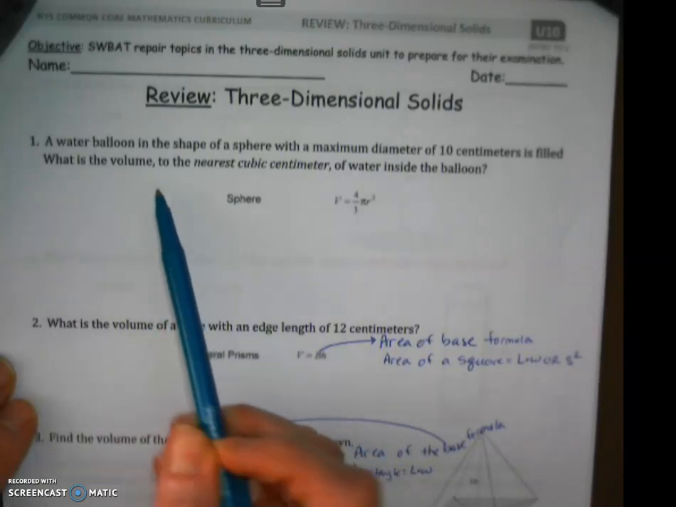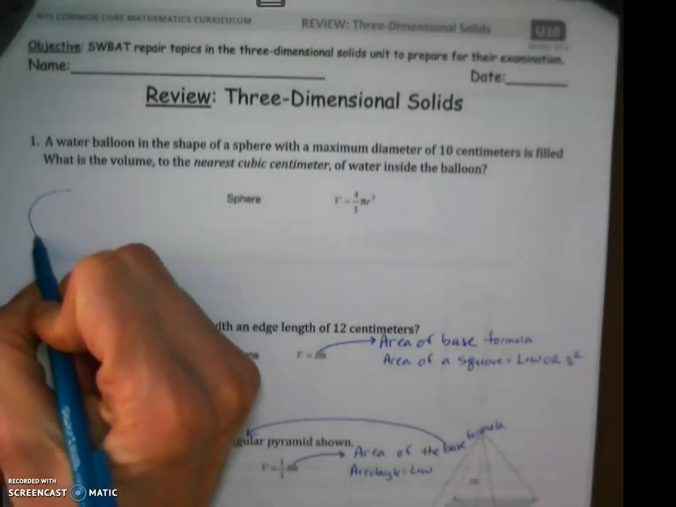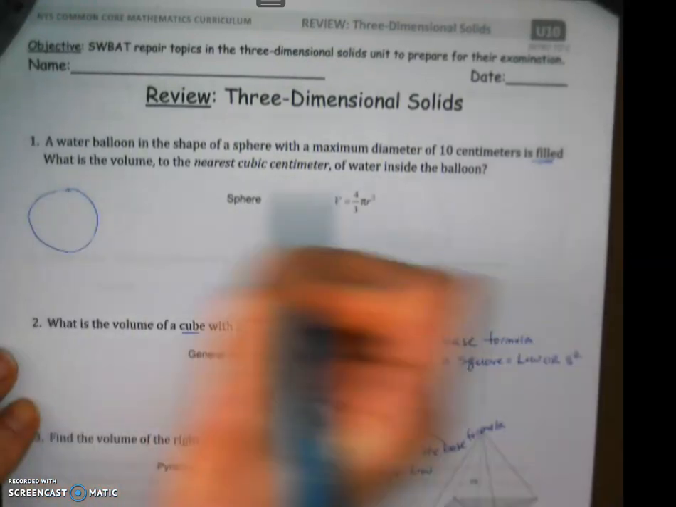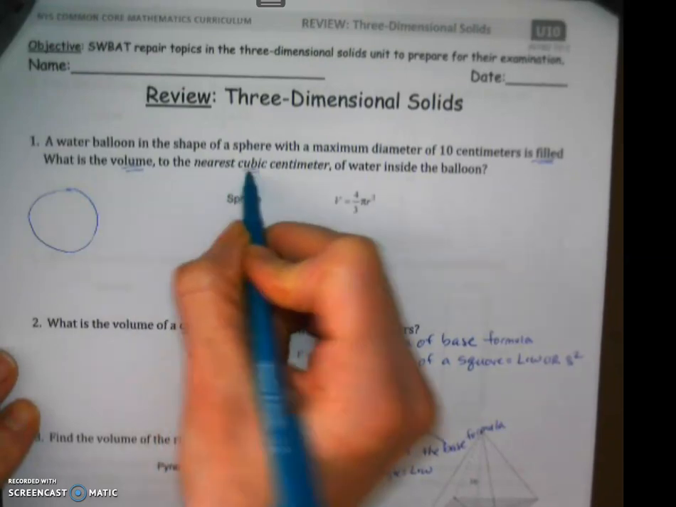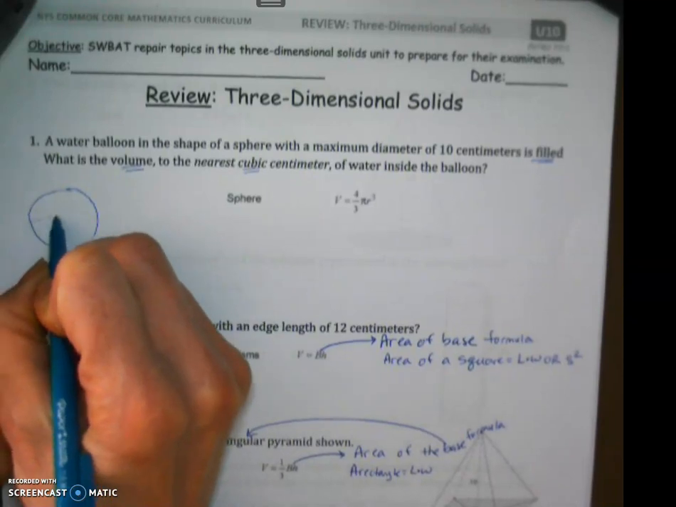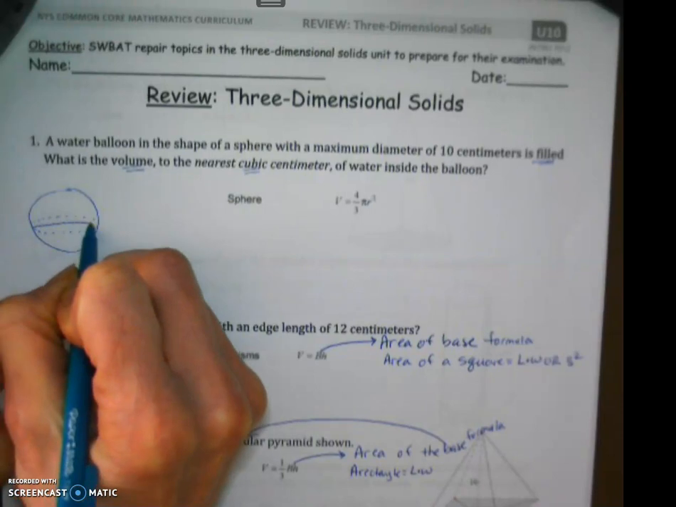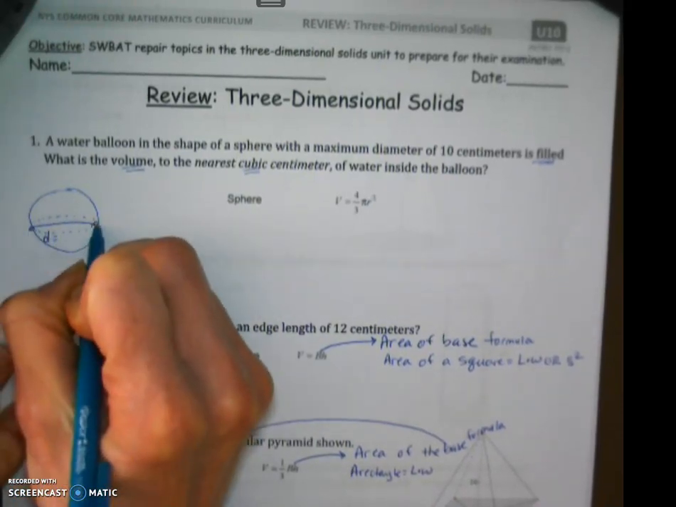and check your answers. A water balloon in the shape of a sphere with a maximum diameter of 10 centimeters is filled. Okay, so there are so many clues here that it's volume. It's filled, it's asking you what's the volume. They want it to the nearest cubic centimeter of the water inside the balloon. So if you remember, a sphere is anything like a basketball or a tennis ball, and the diameter is going to be the distance from one side of this figure to the other.